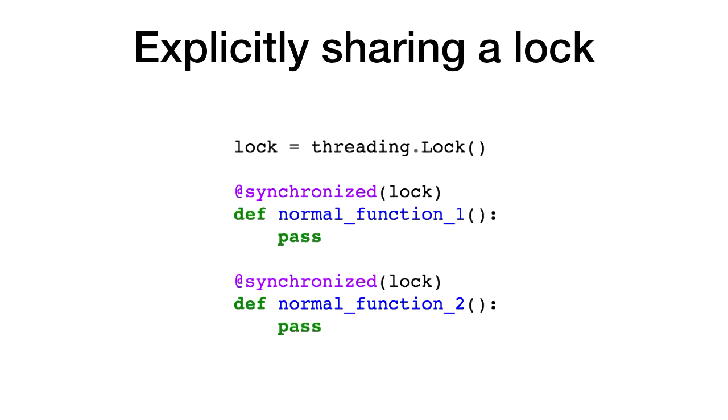Remember how originally if you had two functions and you applied the synchronized decorator to each of those? Each has their own separate lock. But what if you did want to have two functions use the same lock but not put them in a class? So we want to be able to do this: create the lock ourselves, pass it as an argument to the synchronized decorator.